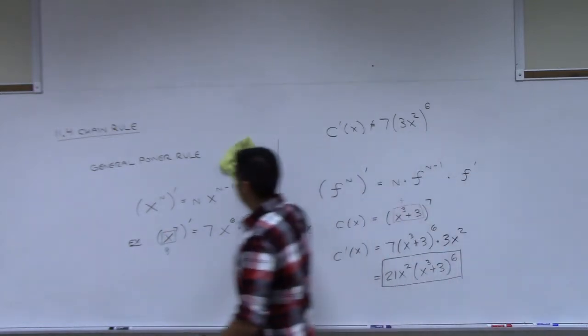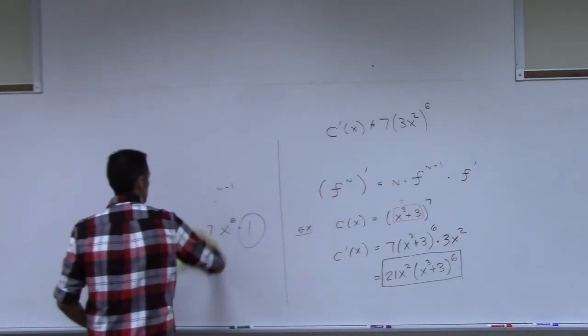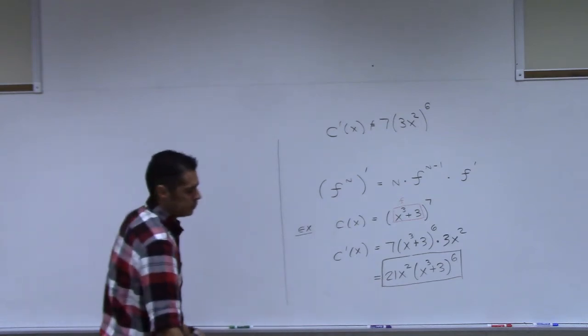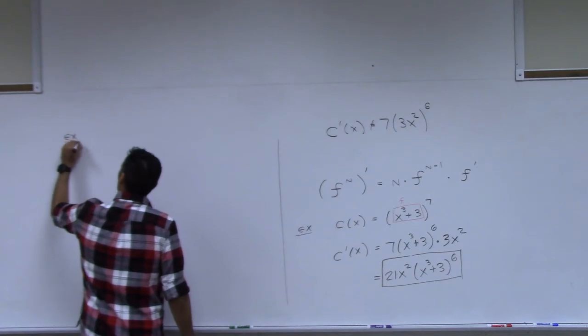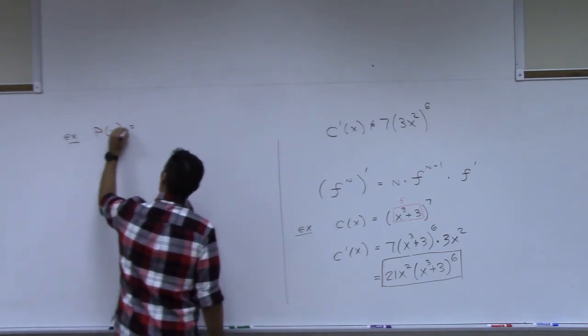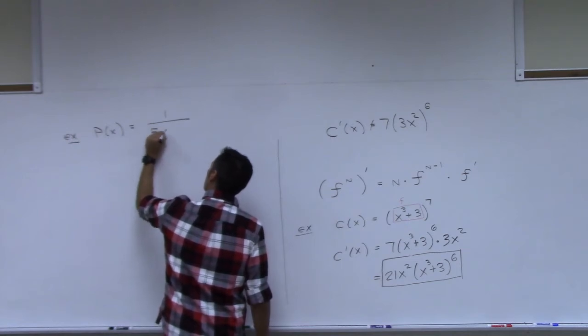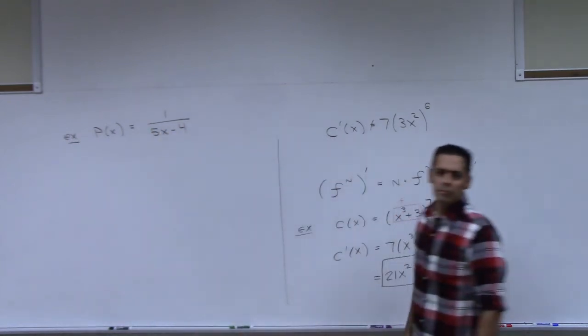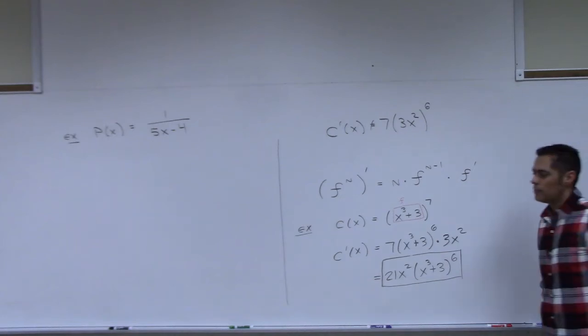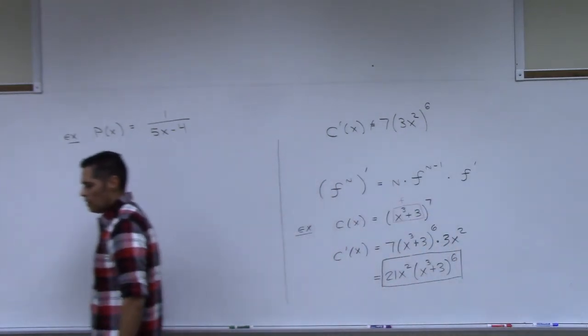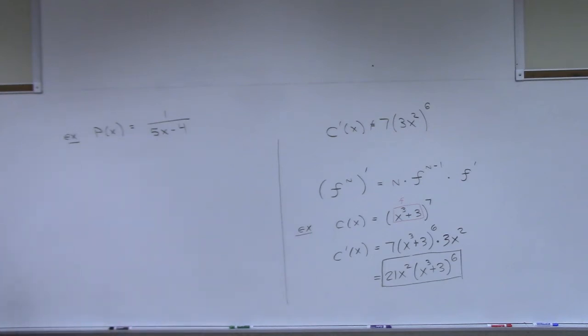Let's do another one. This one's tricky. Could you use the quotient rule on that? You could use the quotient rule on that, right? Because you have a quotient, don't you? Let's actually do this with the quotient rule, and then I'm going to do it with the chain rule after that. I'm going to show you that you could actually do both on this one, either one.